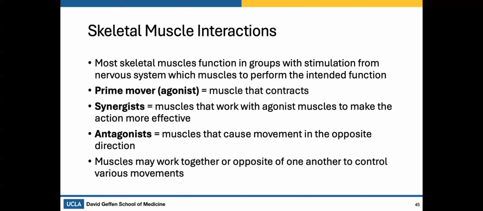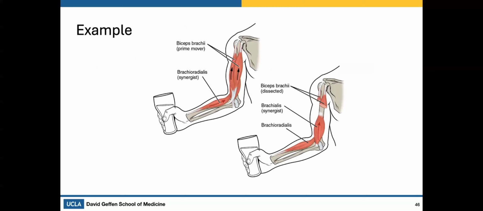Antagonists are muscles that oppose the action of the prime mover. They relax or lengthen during the movement, but can contract to return the limb to its original position or control the motion. For example, the triceps brachii is the antagonist during elbow flexion. It relaxes to allow the biceps brachii to contract, but can contract to extend the elbow back to its original position. So here we have an example.